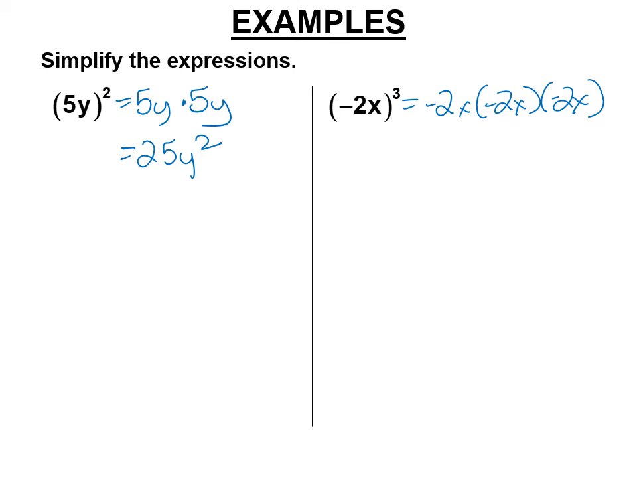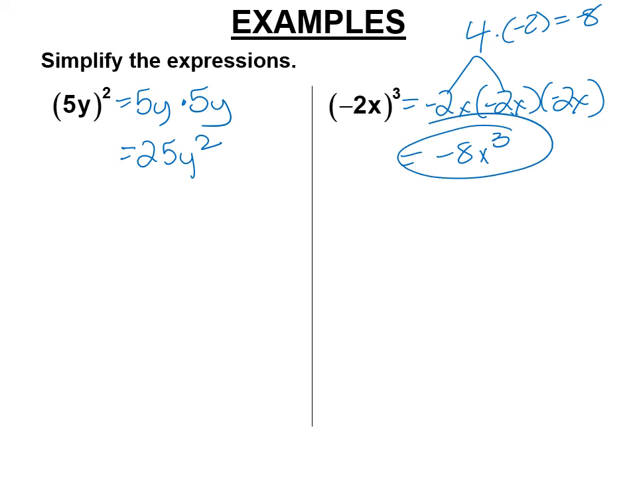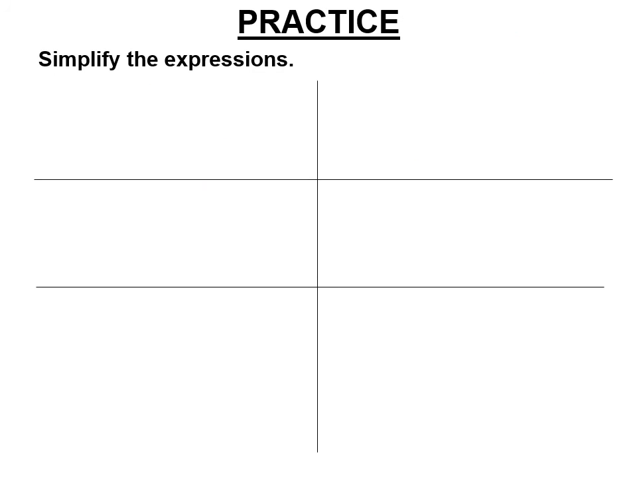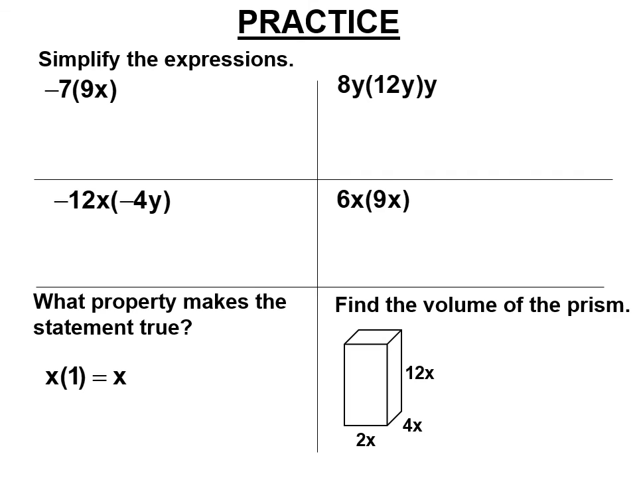So negative 2 times negative 2 times negative 2 is negative 8, right? Because negative 2 times negative 2 is 4. 4 times negative 2 is negative 8. Or we can just realize 3 negatives in a multiplication problem must be negative, right? An odd amount of negatives, 1, 3, 5, 7, 9. The answer is negative. X times x times x, x cubed. All right, we're at the practice. Do all these before I go over the answers.